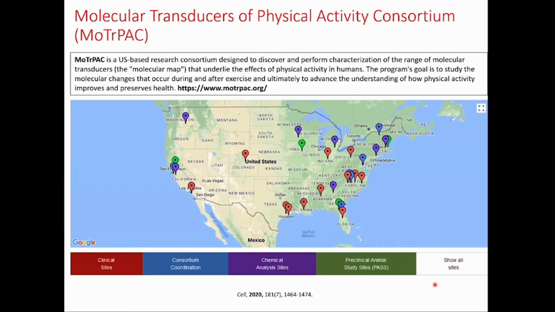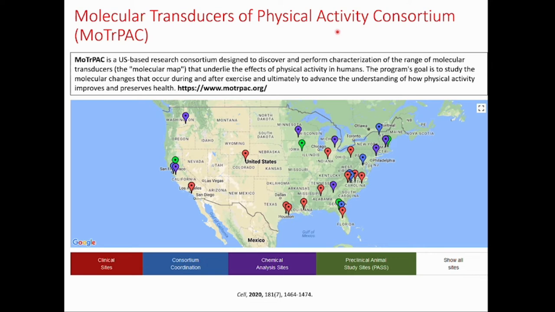I am involved in one consortium called the Molecular Transducers for Physical Activity Consortium. What we're basically doing in that consortium is looking at the effect of physical activity and exercise from a multiomics perspective. We all know that exercise is good for you, but we don't necessarily know all the details of why it's good for you, or even how to mimic the effect of exercise. If you have a person with a disability that cannot exercise, how can we help them to have the benefits of exercise without actually running on a treadmill, for example?